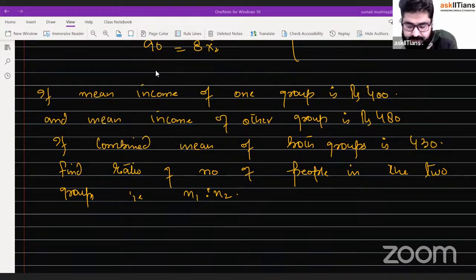Chavi, what's given? The mean of both the groups are given. That means x1 bar and x2 bar are given. X bar is also given, because the combined mean is also given. Is n1 given? No. Is n2 given? No. So you have to find the ratio of that. Apply the formula. Sir, can we take both n1 and n2 as x? No, no. Just take them as they are, n1 and n2.